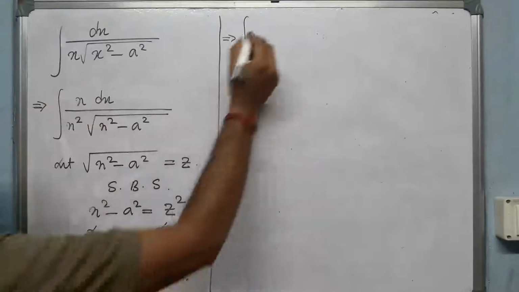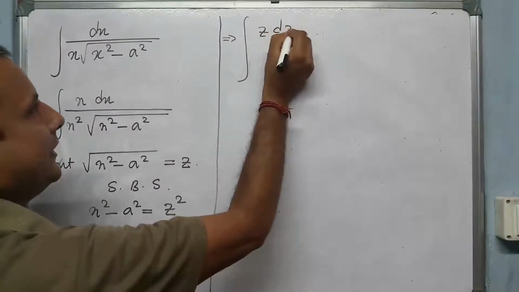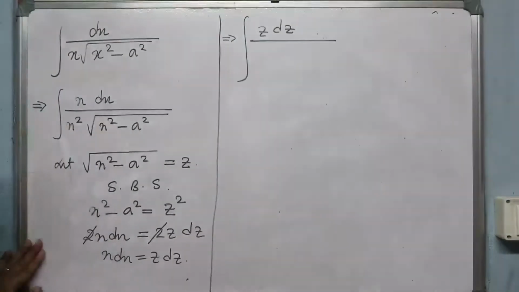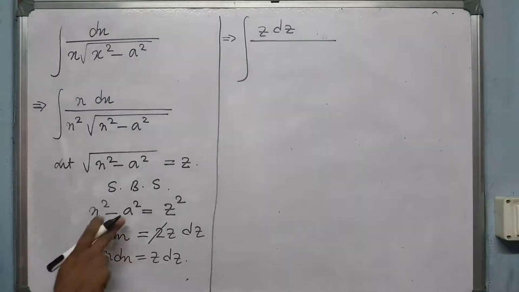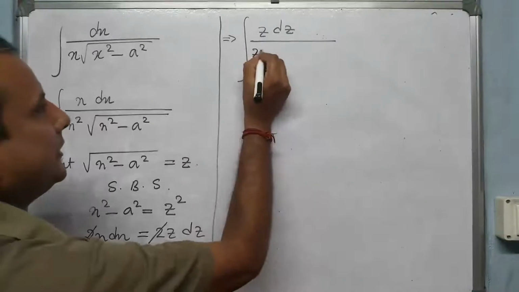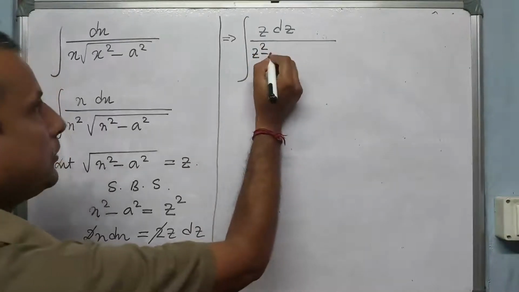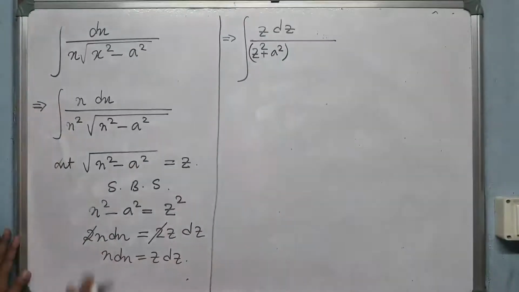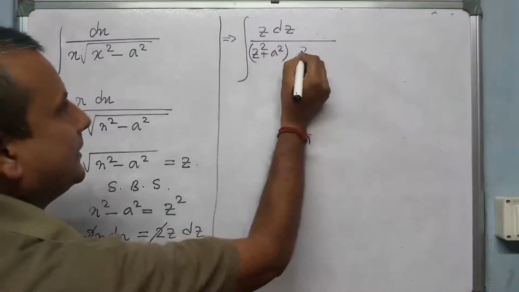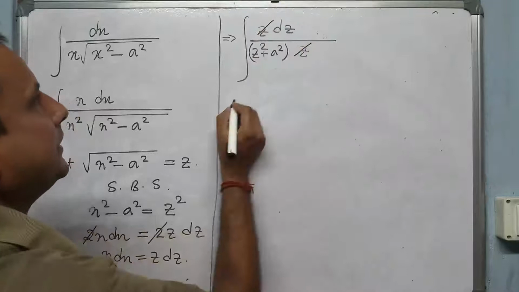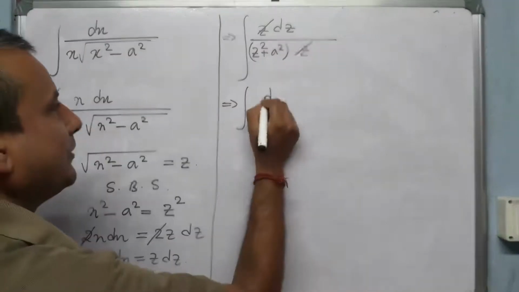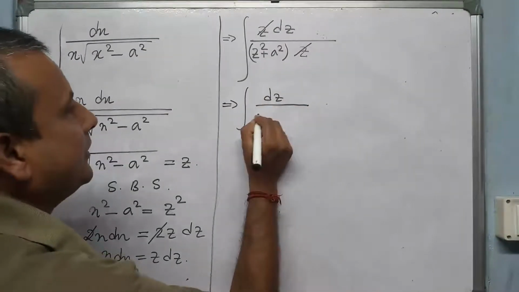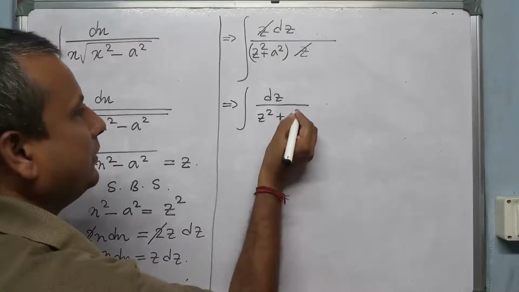Integration of x dx is z dz by. Then what is the value of x square? From this, it is z square plus a square. Then the root quantity is z. But over here you have to use another chapter. I haven't done this chapter. The next chapter I'll use these things.